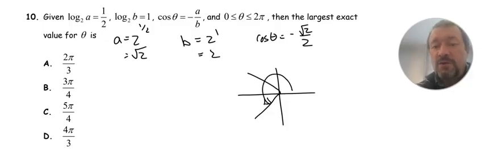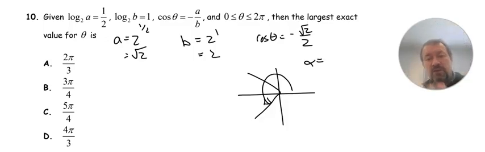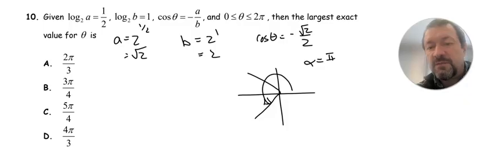I also know that my reference angle, if I've got cosine of an angle becoming root 2 over 2, I don't care whether it's positive or negative, I know that the size of that reference angle is going to be pi over 4. So I'm looking for a reference angle of pi over 4 in quadrant 3.